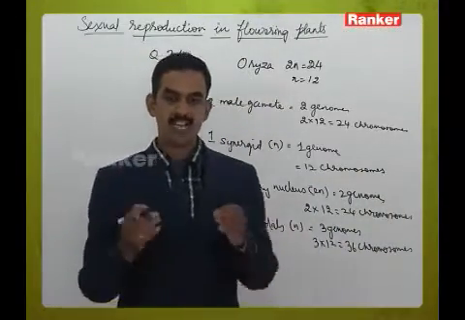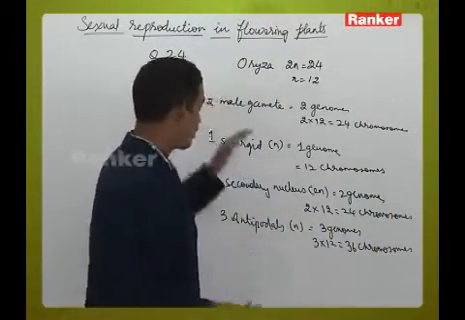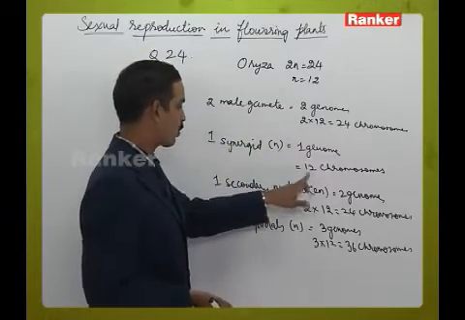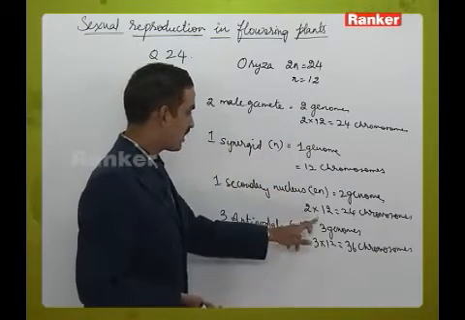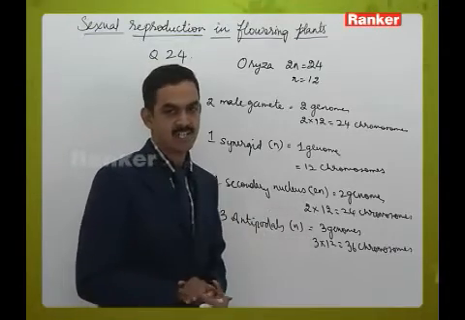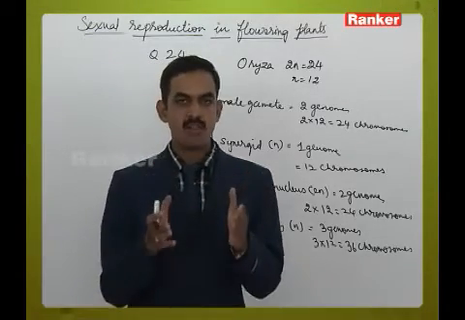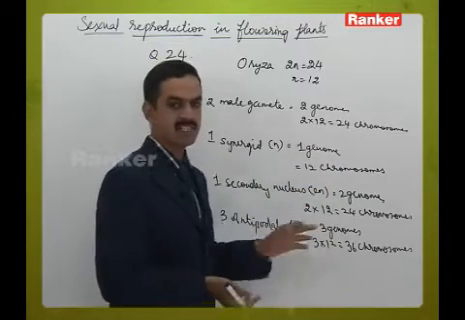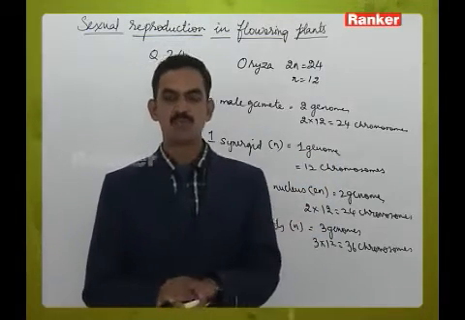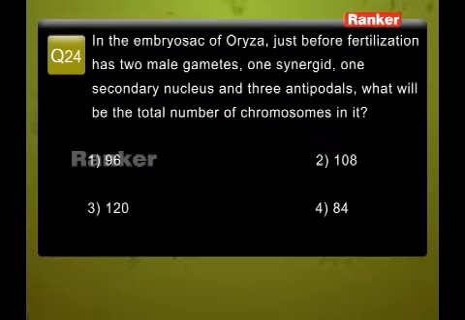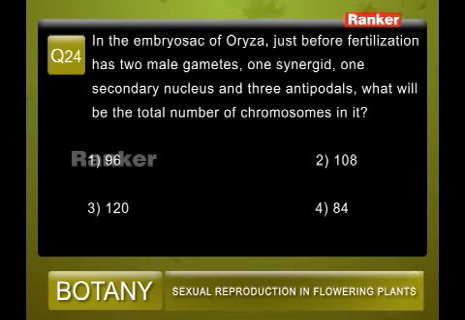These are the clues that have been given in the question, and based on the clues we got 24 chromosomes in 2 male gametes, 12 chromosomes in 1 synergid cell, 24 chromosomes in 1 secondary nucleus, and 36 chromosomes in 3 antipodal cells. If we add all the chromosomes, 24 plus 12 plus 24 plus 36, we get a total number of chromosomes in the embryo sac of oryza before fertilization of 96. Question number 24, the correct answer is 1.